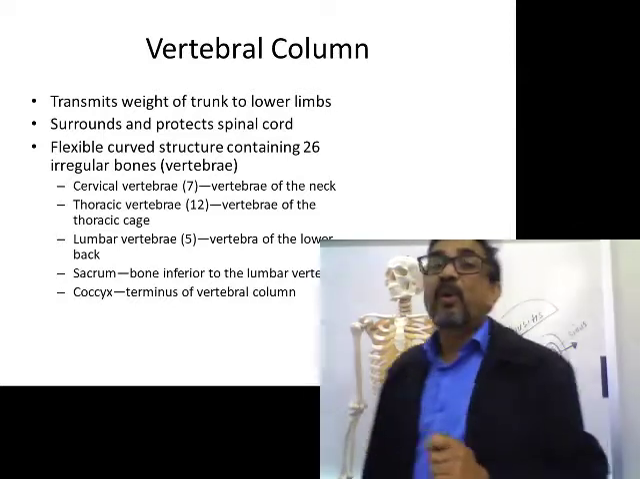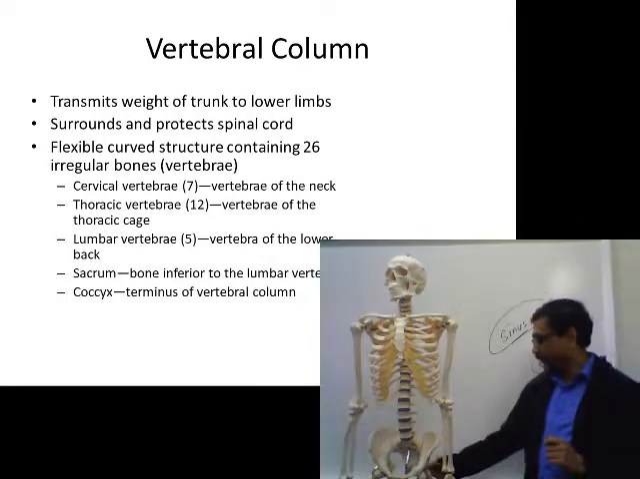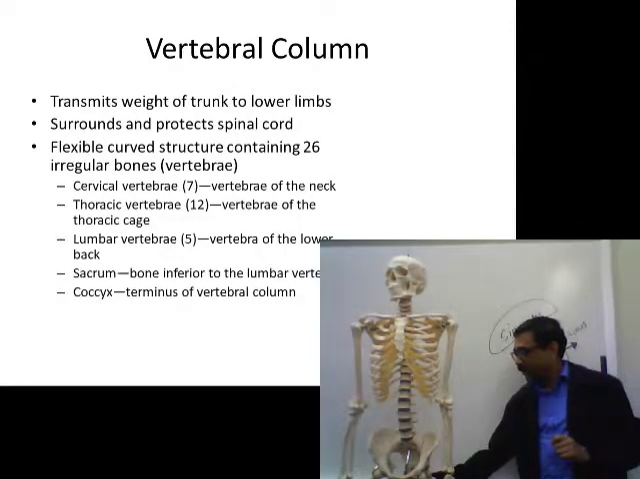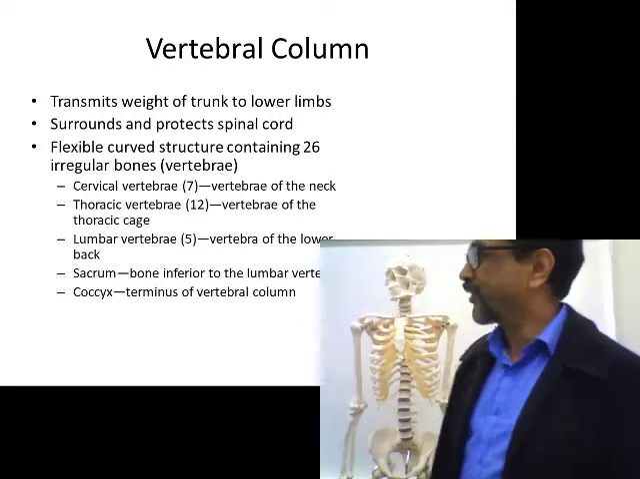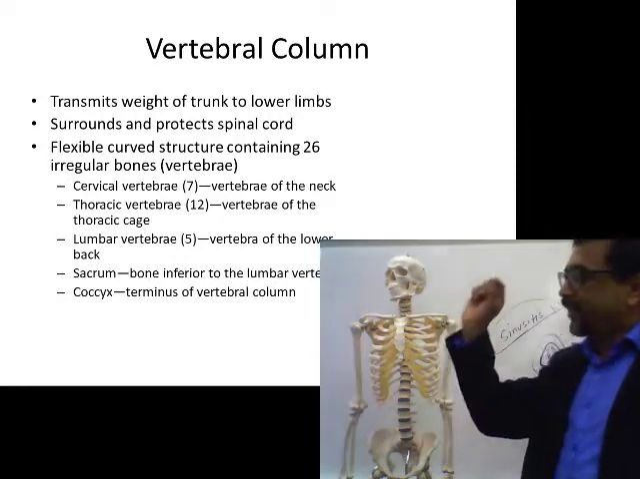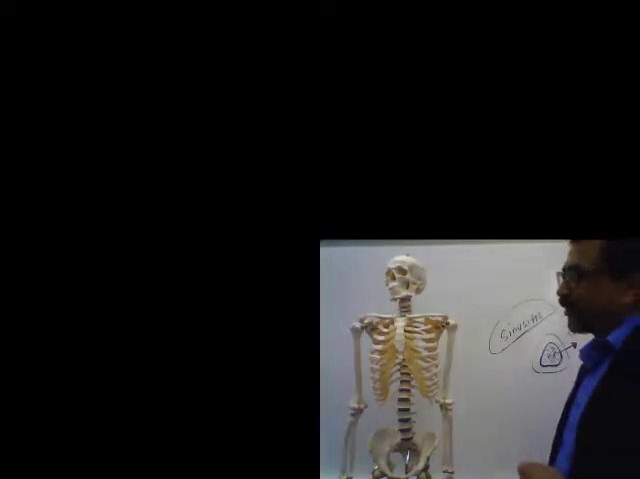Then you have the coccyx, the tail bones. The number of coccygeal bones is not fixed. It could be 3, 4 or 5. So the number varies, and those are tiny tail bones.